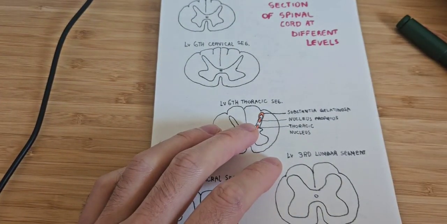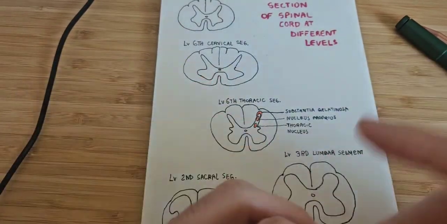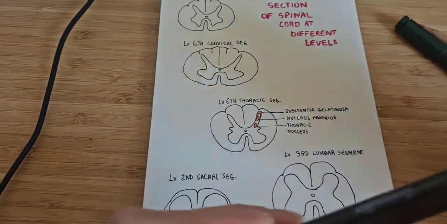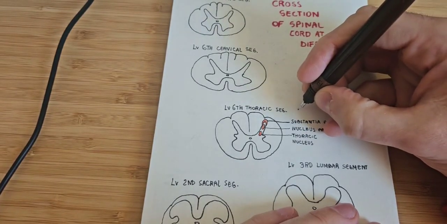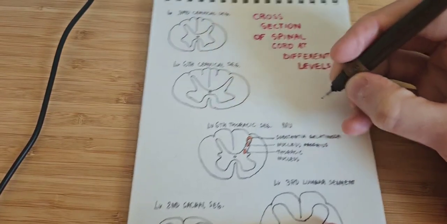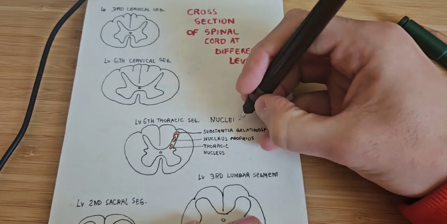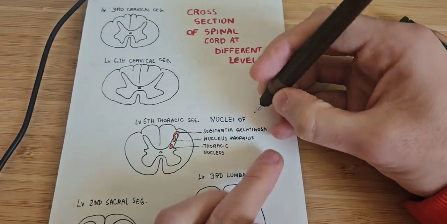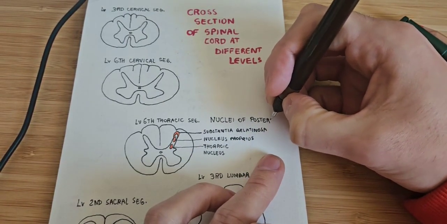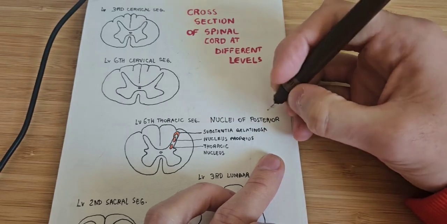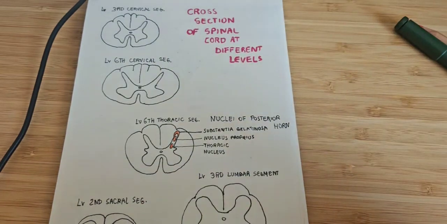Now let's move to the next topic related to these nuclei. Let me write, because I forgot to write here: nuclei of posterior horn. Okay, this is the nuclei of the posterior horn.